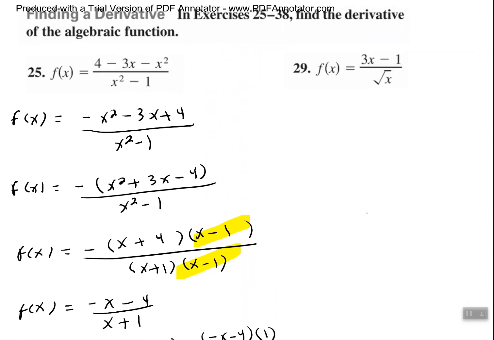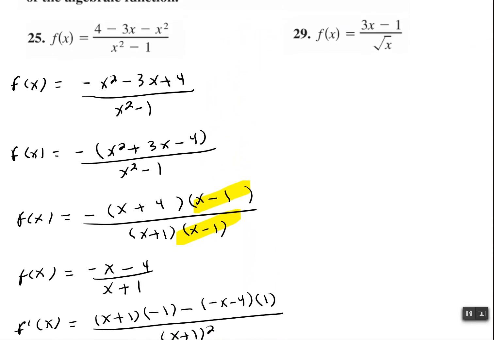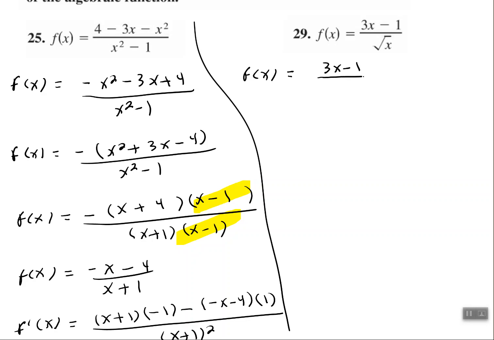Okay, let's move up to number 29 here. So we have f of x equals 3x minus 1 over the square root of x. Now you gotta work with me here. So the first thing we need to do is to change the square root of x, put it in exponential form. So x to the 1/2 power. After we put it in exponential form, I think we're ready to use our quotient rule.